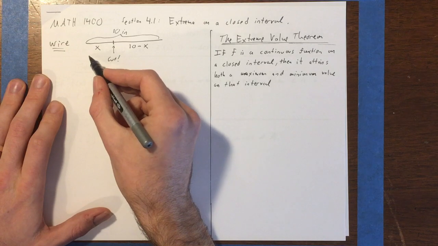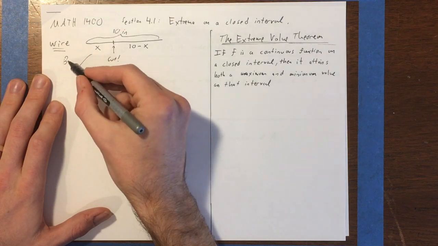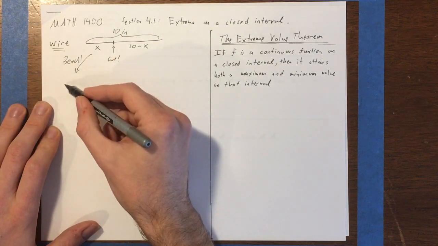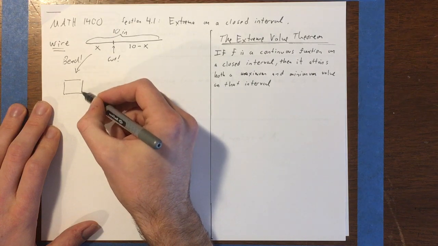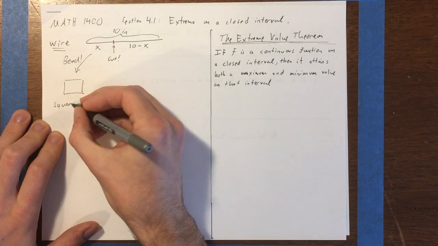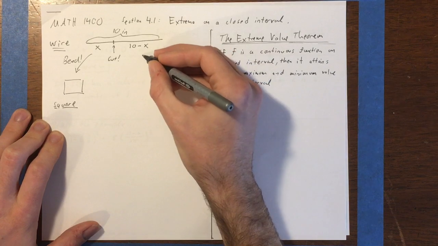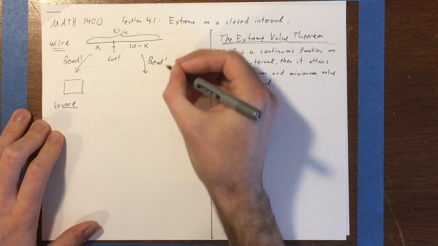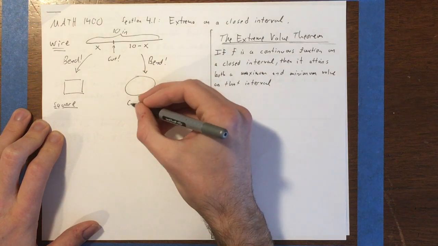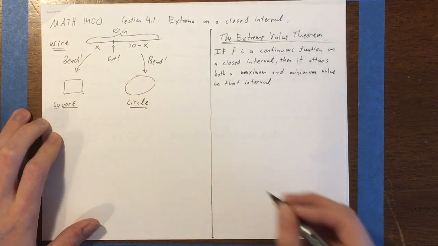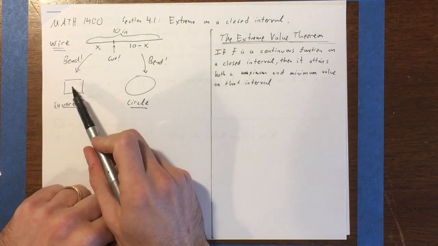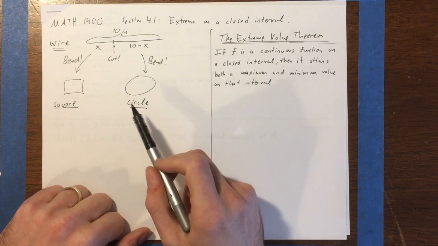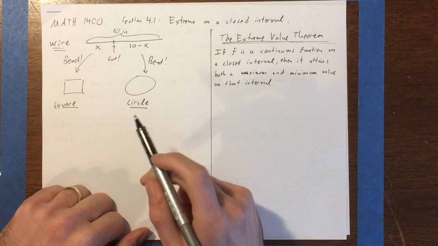And then we're going to take each piece of wire and bend it. We're going to bend the piece on the left, the one of length x, into a square. And we're going to take the piece on the right, which is 10 minus x units long, and bend that into a circle. Now we're going to calculate the area enclosed by the square and the area enclosed by the circle, and then look at the total area. That is going to be the function we're working with for this example.